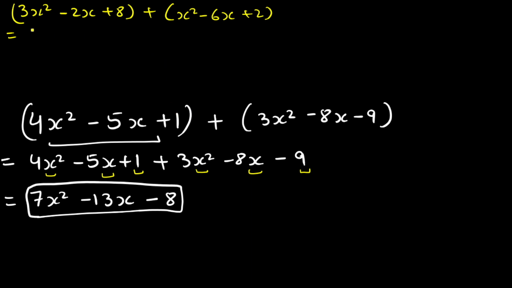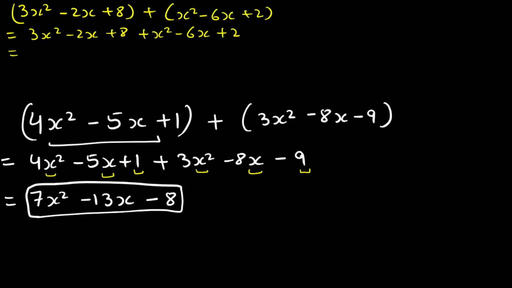Okay, so I hope that was similar and easier. And let's open the parenthesis. 3x squared minus 2x plus 8. Since there are no like terms over here, we simply write it as it is. And same situation with this. So we'll write plus x squared minus 6x plus 2.